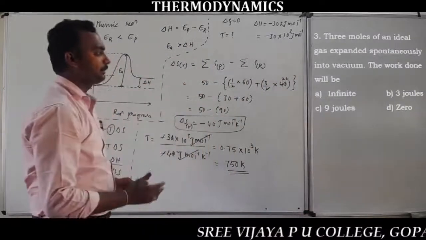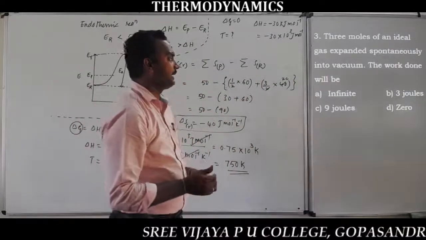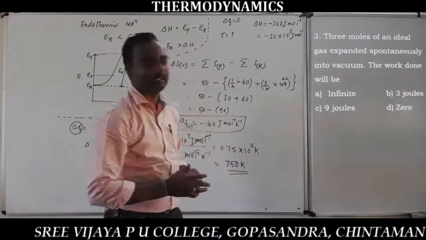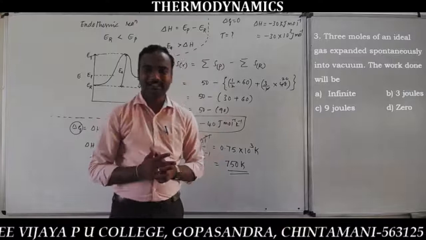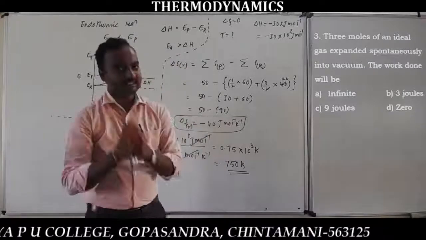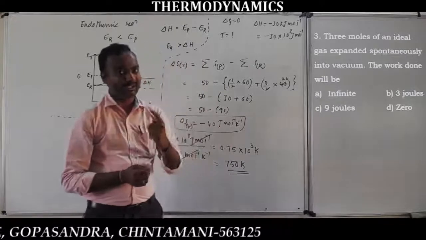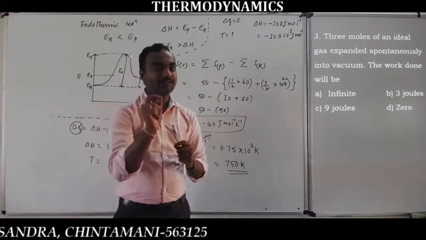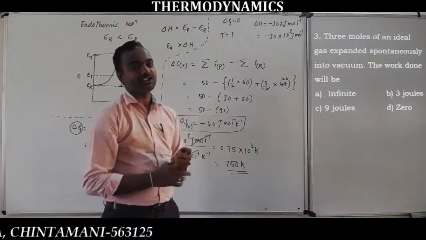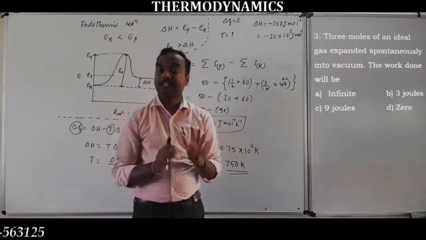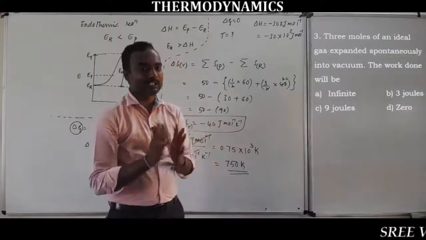Next, a very simple question. 3 moles of an ideal gas expanded spontaneously into vacuum. The work done will be? The calculation is very simple. I already said in the synopsis: when an ideal gas expands into vacuum, that expansion is called free expansion. In free expansion there is no work done, whether the process is reversible or irreversible. Just remember the synopsis I told you yesterday.